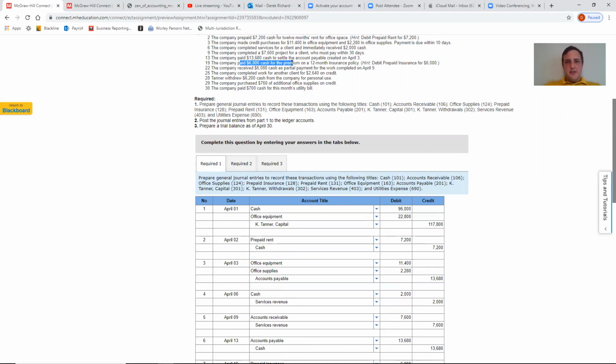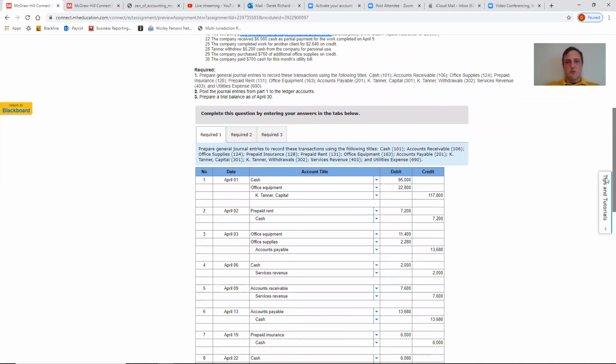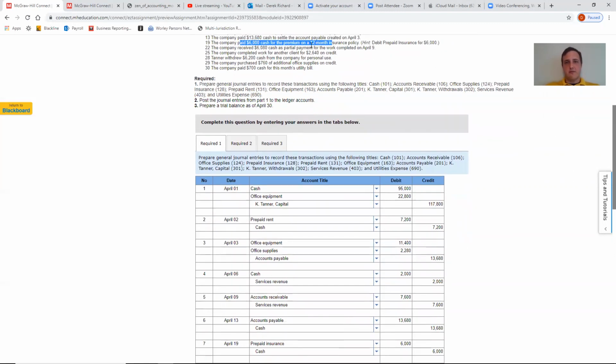We then paid cash for the premium on insurance. So again, we get to have that insurance for 12 months. We're going to recognize that expense equally over those 12 months. But for now, we have an asset, and we gave cash for it.